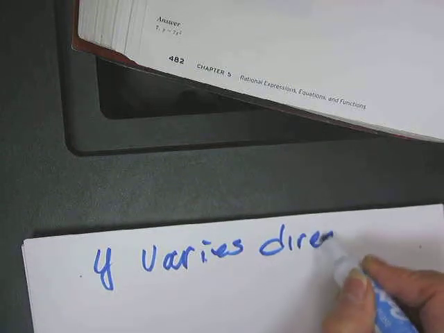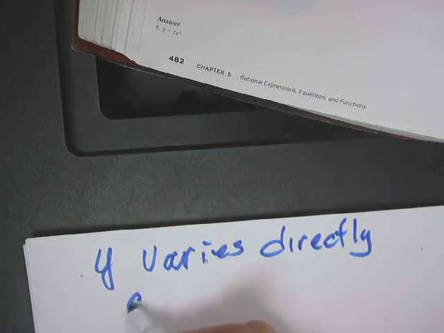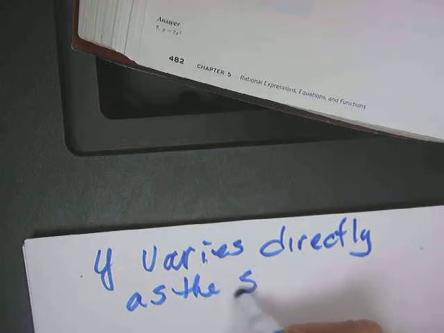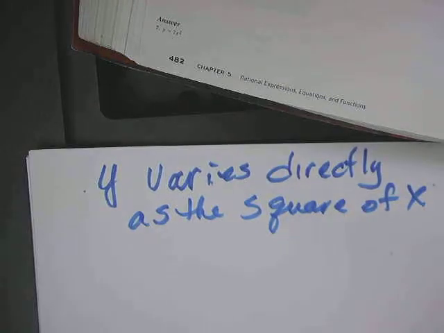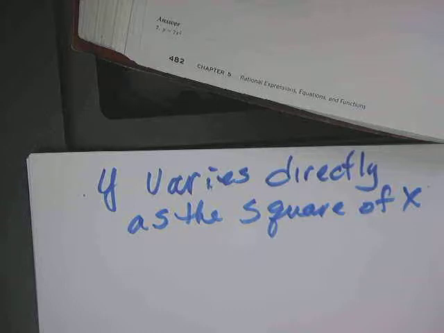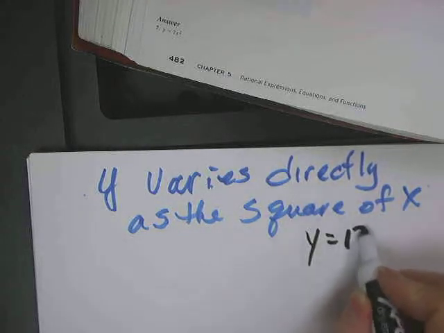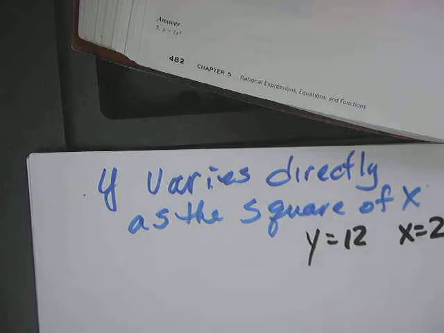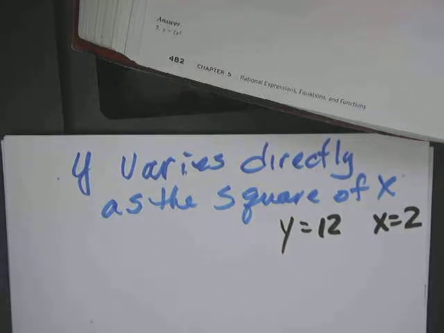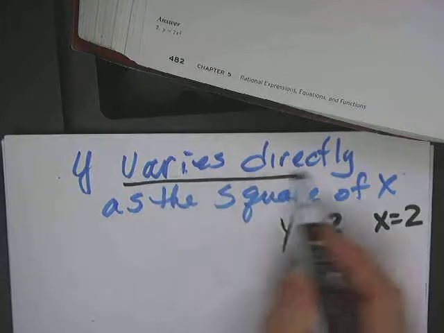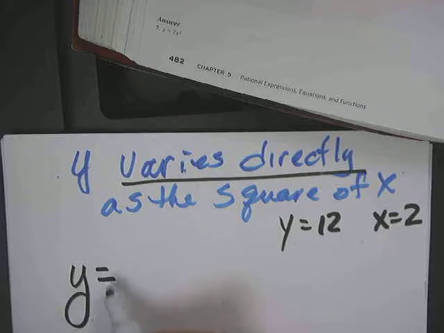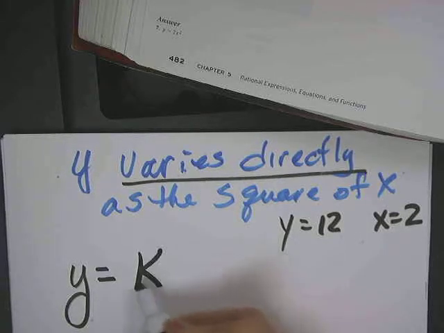Okay, let's do one. Here's one that says, find the equation of variation where y varies directly as the square of x. Okay? And find this when y equals 12 and x equals 2.